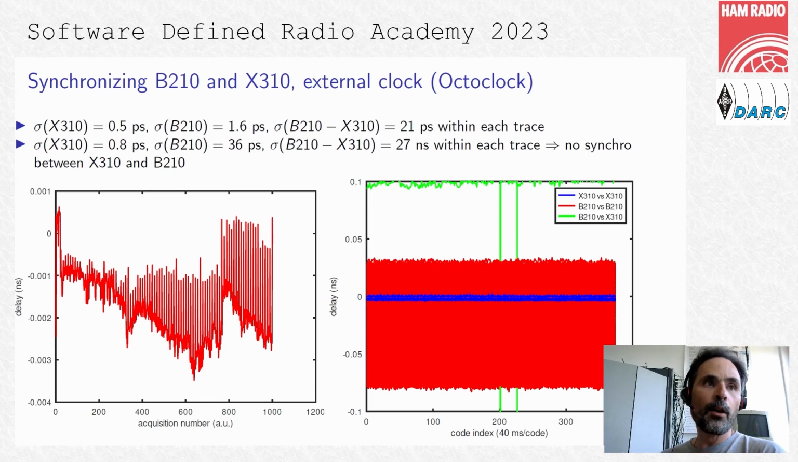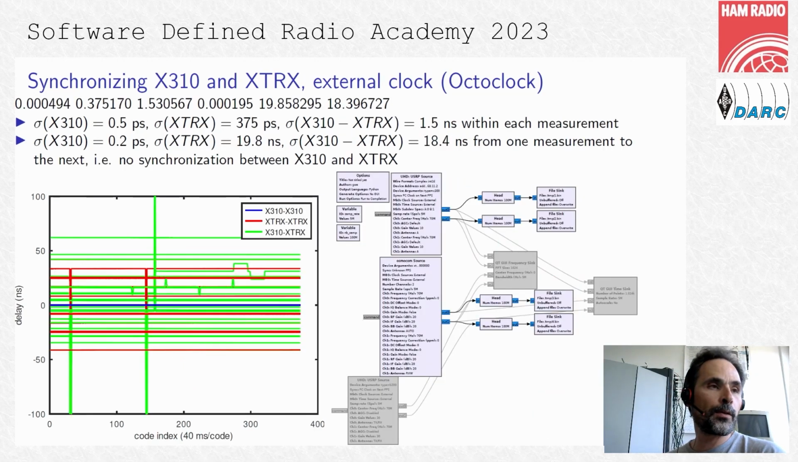Finally, to conclude, on the next slide, I'm going to investigate very quickly the Lime Microsystems LMS7002 fitted in the XTRX receiver. Again, if I just feed all channels of the X310 and the XTRX with my code and do not have some reference measurement, they are uniformly distributed in the sampling period of 200 nanoseconds.